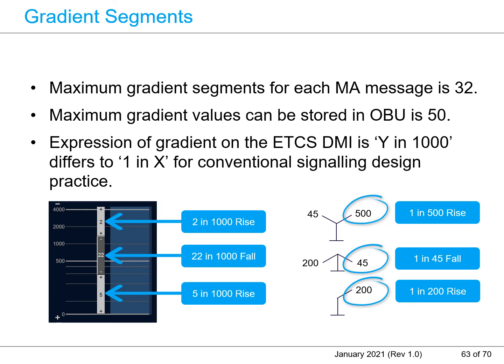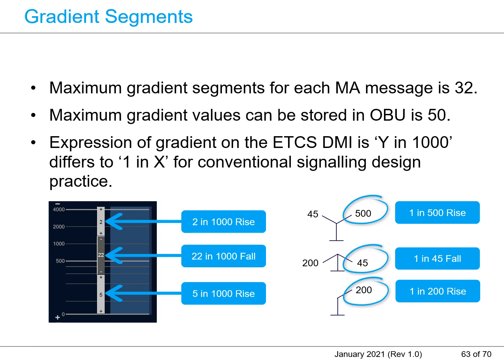The expression of the gradient on the ETCS DMI differs from the conventional signaling design practice, or the gradient information depicted on the signaling drawing. The example in this diagram shows the gradient segment for 1 in 500 rising, depicted by the signaling drawing symbol, will be indicated as 2 in 1000 rising on the ETCS DMI. 1 in 45 falling on the signaling drawing symbol will be 22 in 1000 falling on the ETCS DMI. 1 in 200 rising on the signaling drawing symbol will be 5 in 1000 rising on the ETCS DMI.